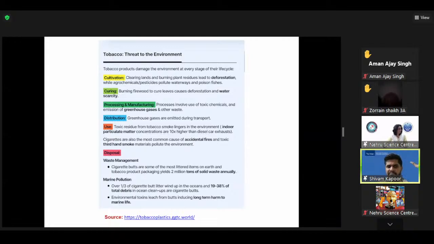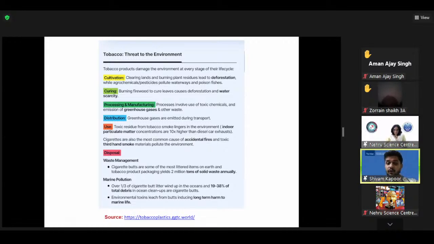The major ways in which tobacco damages the environment: during cultivation, the residues lead to deforestation, while pesticides pollute the waterways and poison the fishes when these chemicals are released. During the curing process, when firewood and forests are burnt, it leads to severe deforestation and ultimately water scarcity, because the water cycle is also imbalanced. The processing and manufacturing of these tobacco products in turn causes so much toxic emission released into the environment, including certain greenhouse gases.